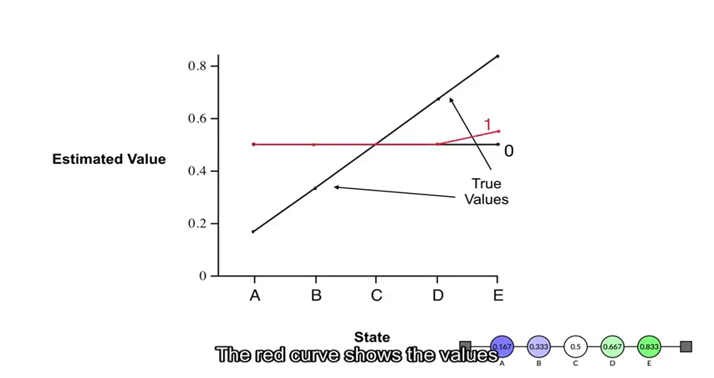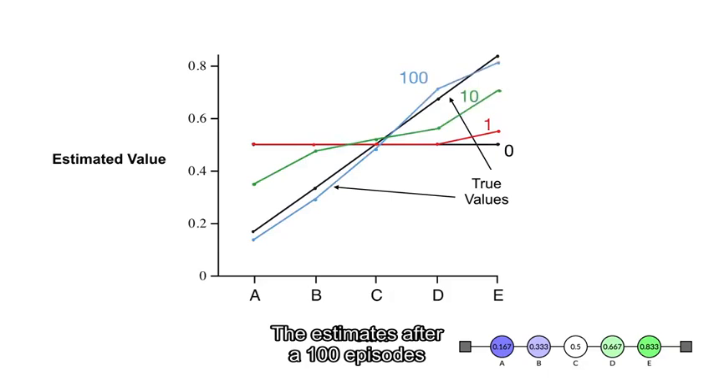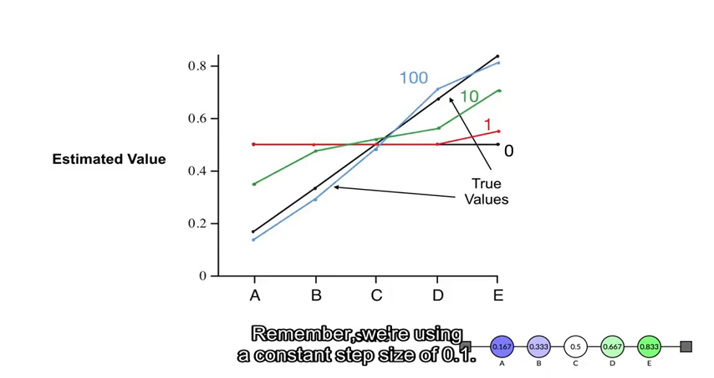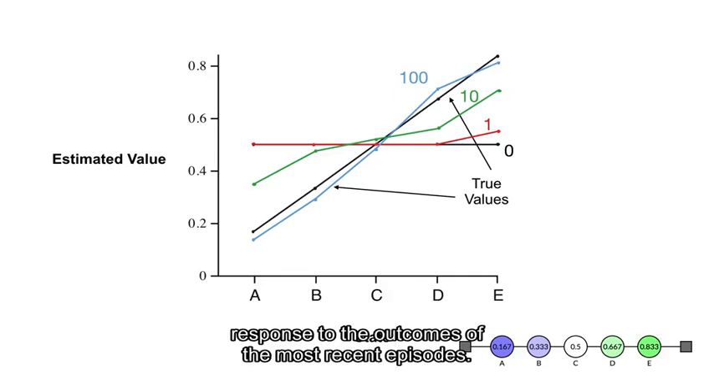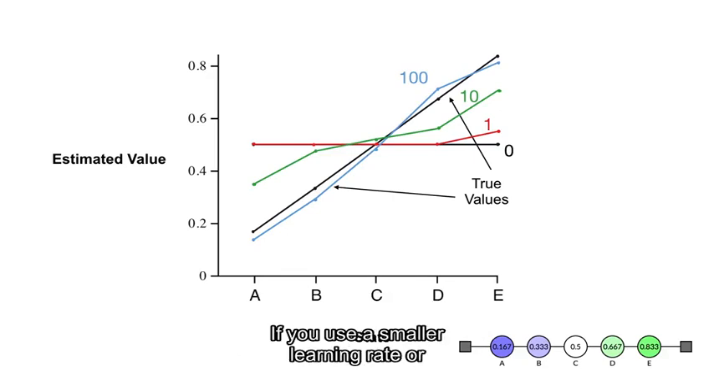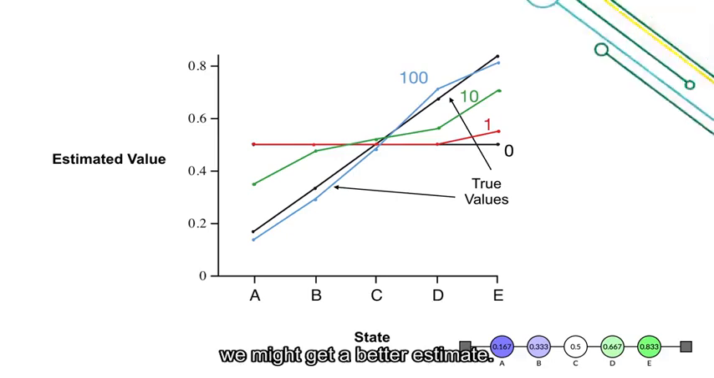The red curve shows the values learned after the first episode. By the end of the first episode, TD only updated the value of a single state, as we discussed. The estimates after 100 episodes are about as good as they're ever going to get. Remember, we're using a constant step size of 0.1. This means the values will fluctuate in response to the outcomes of the most recent episodes. If we use a smaller learning rate, or better yet, a decaying learning rate, we might get a better estimate.